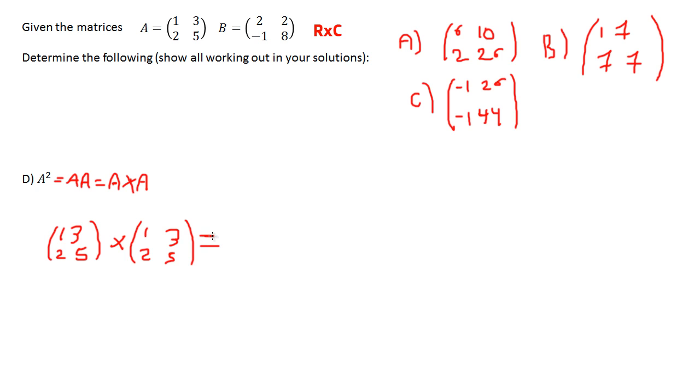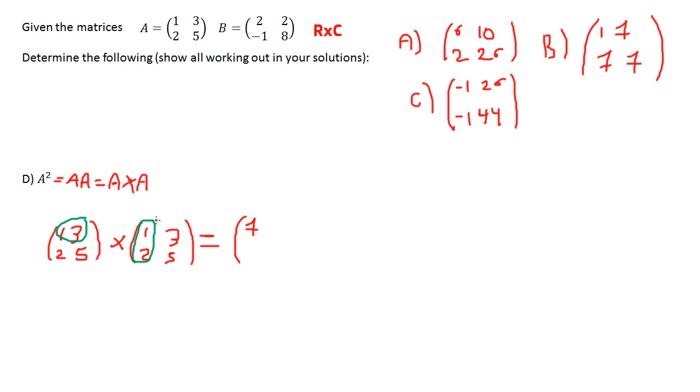And now remember the rule, row times column. So row times column. Now let's do this. 1 times 1, 1. 3 times 2, 6. That means the top one will be a 7, because it's 1 plus 6, 7.